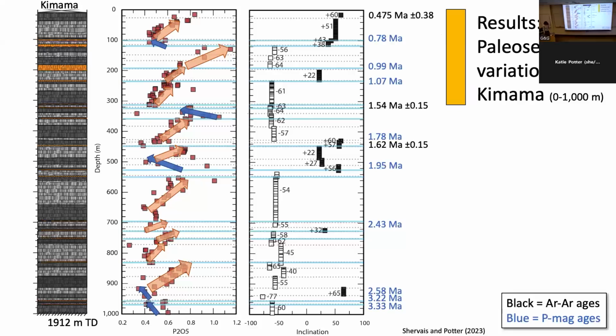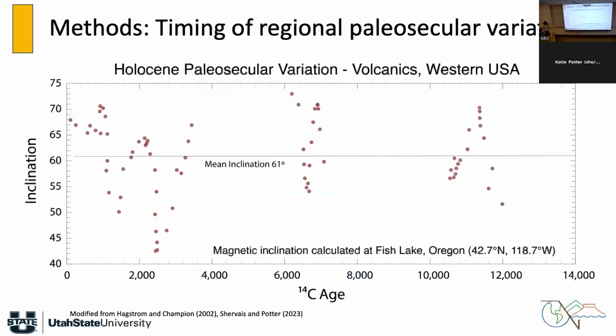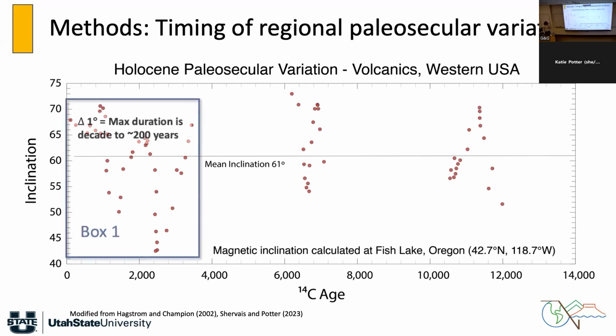And this work is really based on foundational studies by Hagstrom and Dwayne Champion, who's famous in Snake River Plain world. And what they found looking at volcanics in Oregon, the same latitude as the Snake River Plain, is that there are three main boxes of inclination variation within these samples. And drawing regression lines through these points and calculating the change in dip over really short time scales, we can begin to identify trends.